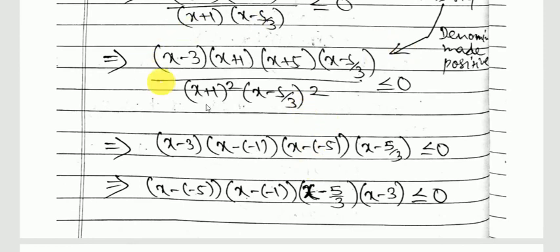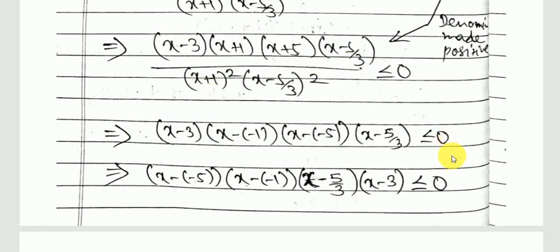Now the expression on the left hand side is less than or equal to 0, but the denominator will always be positive, yes, because a square will be positive. That means the numerator has to be less than or equal to 0.